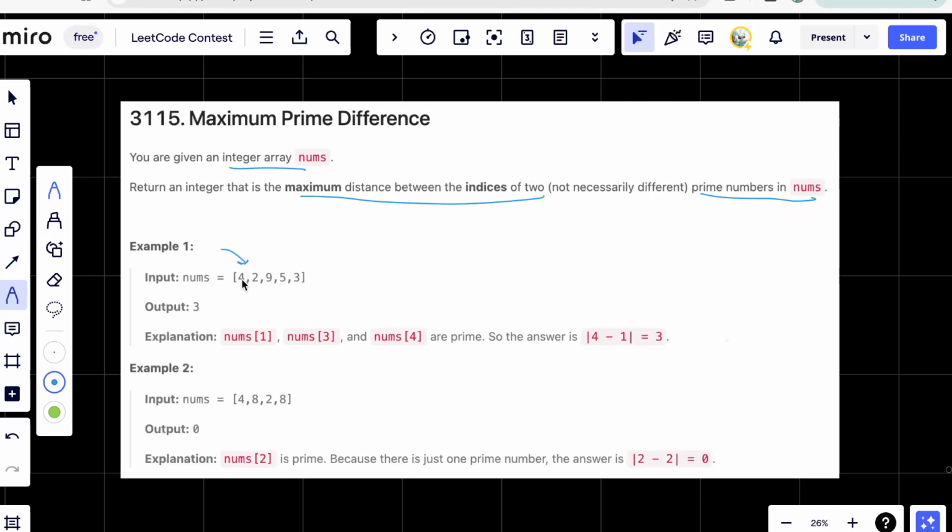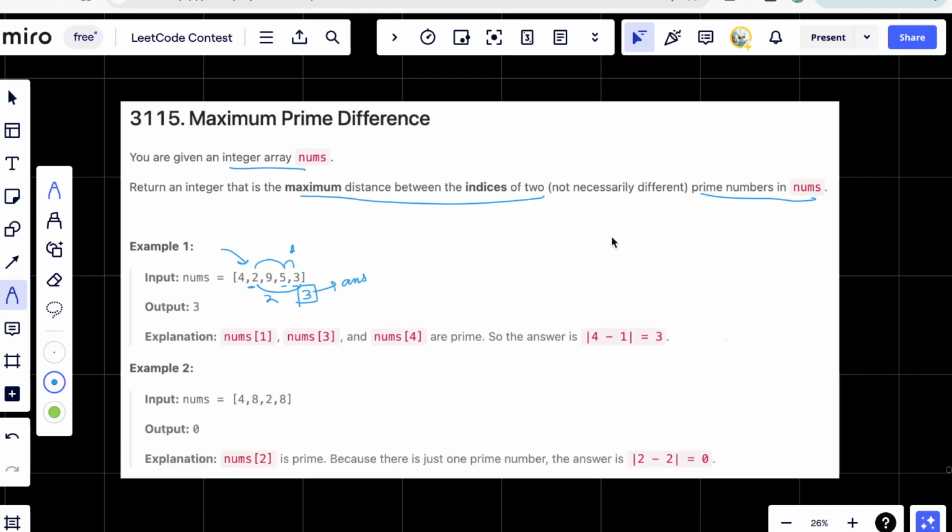So you're given the array and you have to tell what is the maximum distance between two prime numbers in nums. So you have to find prime numbers. Here I can see 2, 5 and 3. These are the prime numbers inside of nums. Now I have to return the maximum distance. The distance between 2 and 5 is 2. The distance between 2 and 3 is 3. The distance between 5 and 3 is 1. So you have to return the maximum distance between the two indices, which is 3. So 3 is going to be the answer in this case.